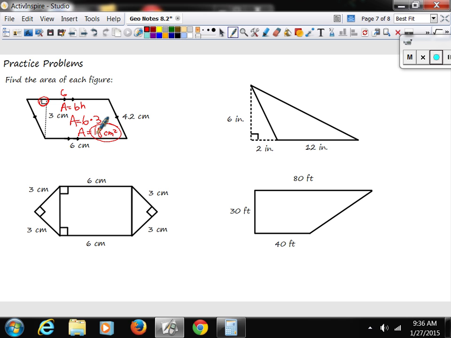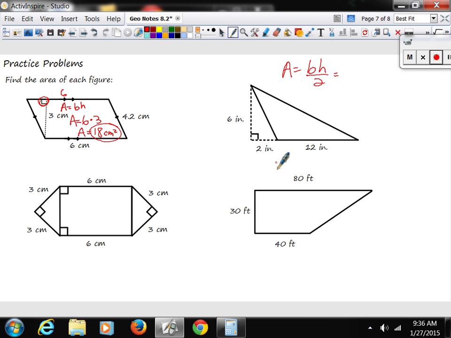Going across, we have 6 inches, 2 inches, 12 inches. I want to know what you guys would do to get the area of this triangle. You know the formula is base times height over 2. So you think the base is 14? And then your height would be what? Close.